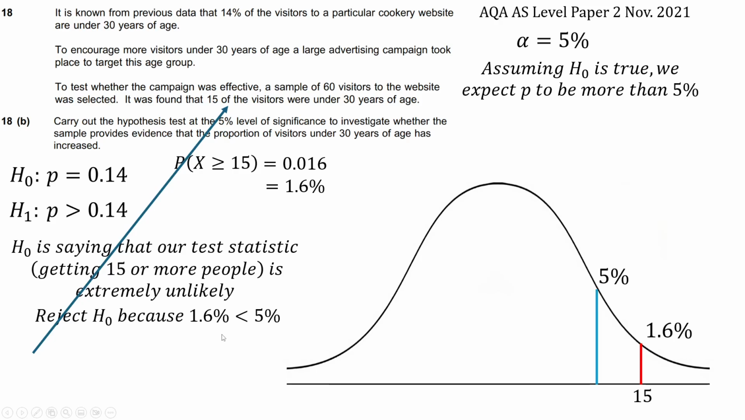So we reject H naught because 1.6% is less than 5%. Okay, there's enough evidence to suggest that H naught is false. You need to say this last point here to get the last mark. Okay, let me just say that again.